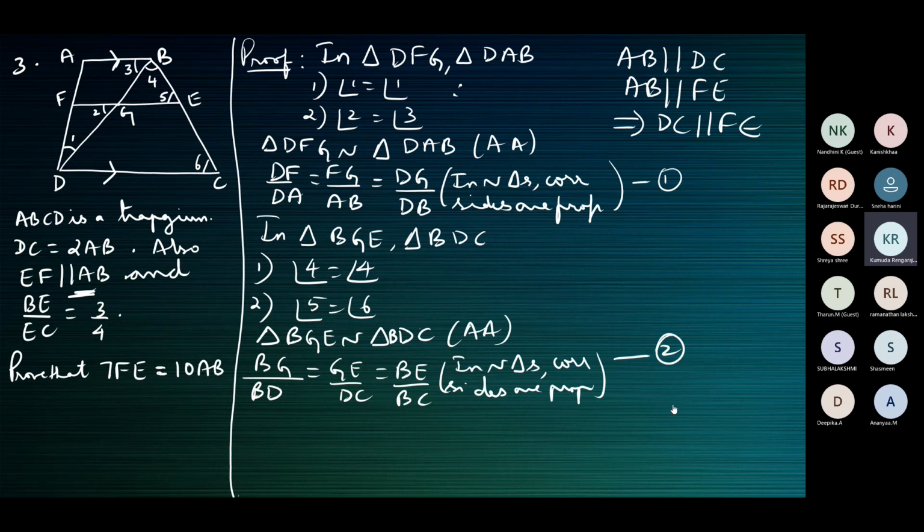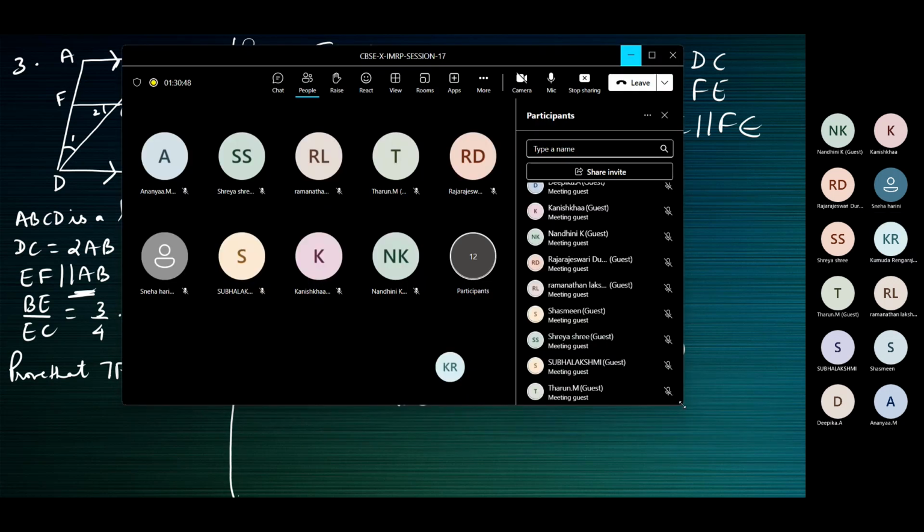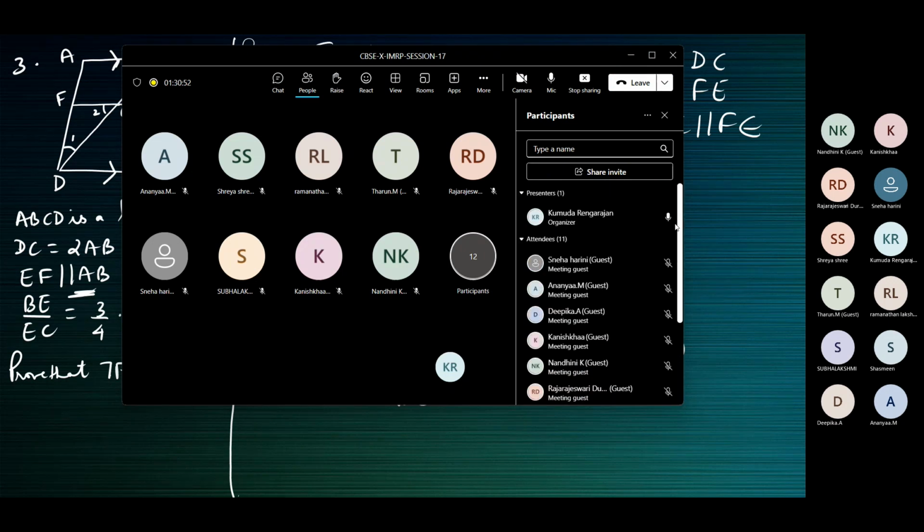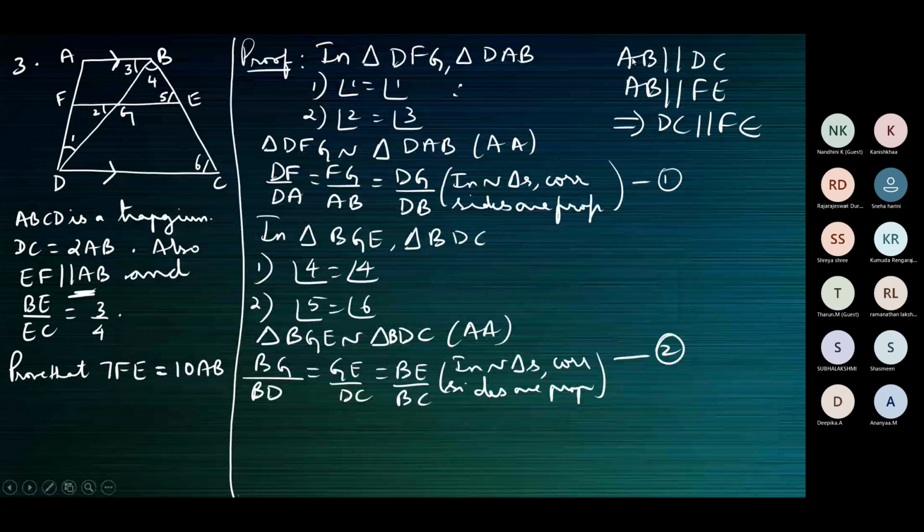Anybody can answer this? No? Okay, we'll do it together then. Now you cannot compare these two proportions because there's nothing in common. There is no ratio common to both, so you cannot compare. So what we have to do is, see, you need to get FE and AB in the result.